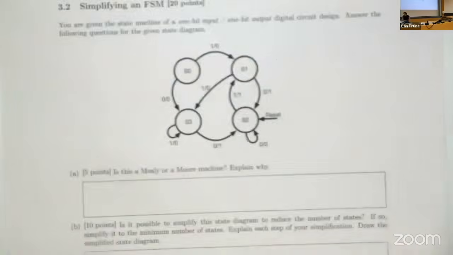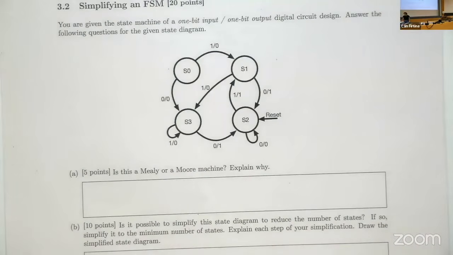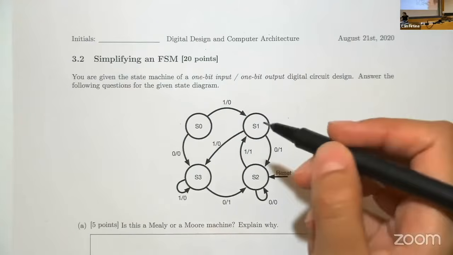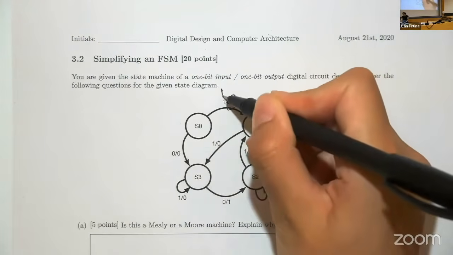So the next part of the question is about simplifying a finite state machine that is given to you. But the first small question is the type of the finite state machine. Is this a Mealy or Moore machine? The difference between these two is whether the output depends only on the state you are in, or on the state you are in and the input that you have. And in this state machine diagram, you can see the outputs are here and the inputs are here.